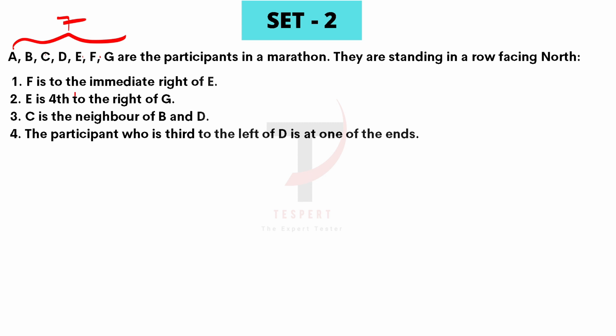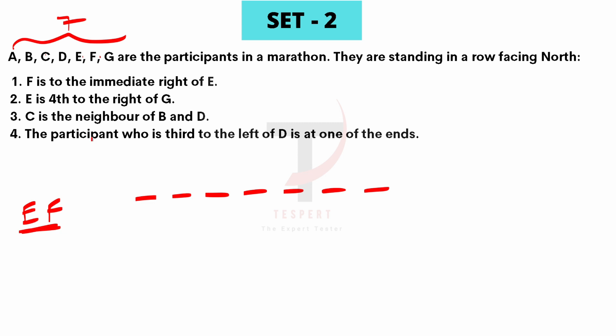So F is to the immediate right of E. So before solving this, let us mark 1, 2, 3, 4, 5, 6 and 7. Alright. So F is to the immediate right of E. So E must be here and F is to the immediate right of E. This means E and F form a pair. There is no one who would come between E and F. Okay, so there will be no one who will come between E and F.